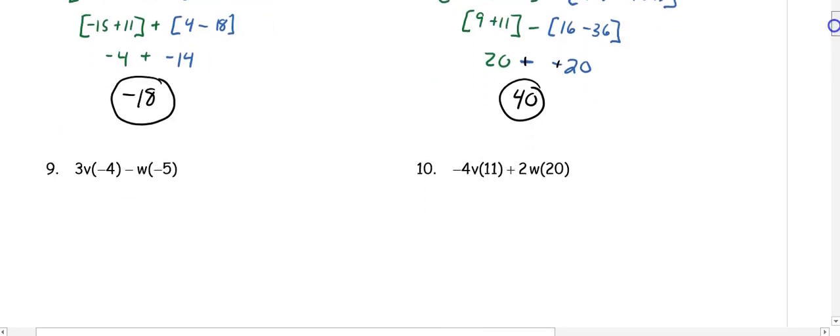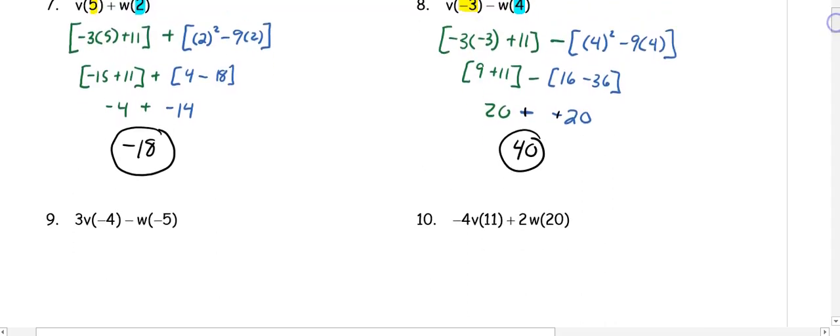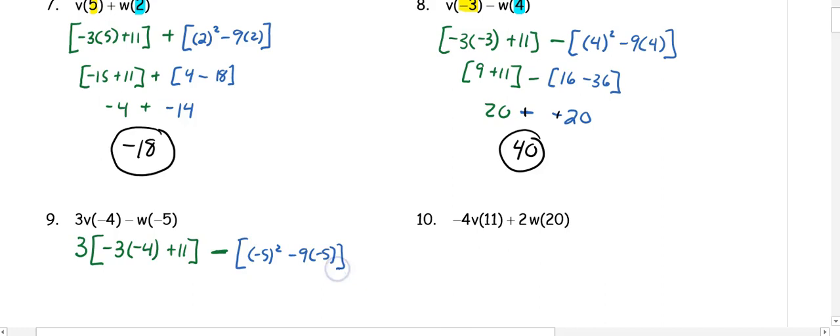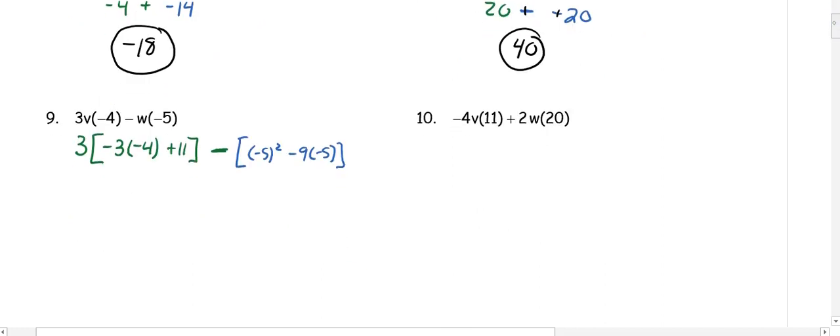Now in number 9, we have to do operations with our functions, and we have coefficients in front of them. So in number 9, I'm going to have 3 parenthesis, negative 3 times negative 4 plus 11, minus, and there's nothing in front of the w, so we just have our bracket, negative 5 squared minus 9 times negative 5. So I'm going to evaluate each of these functions separately first.